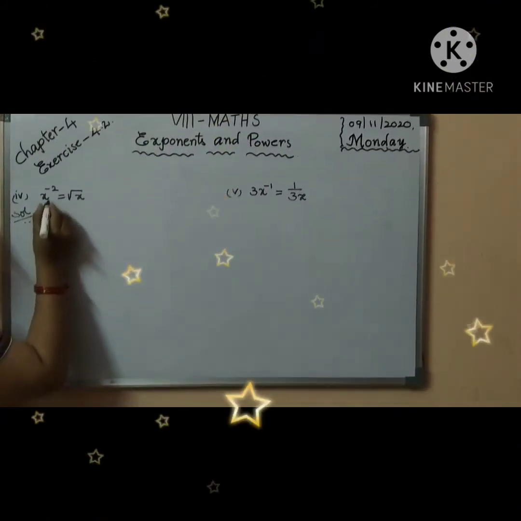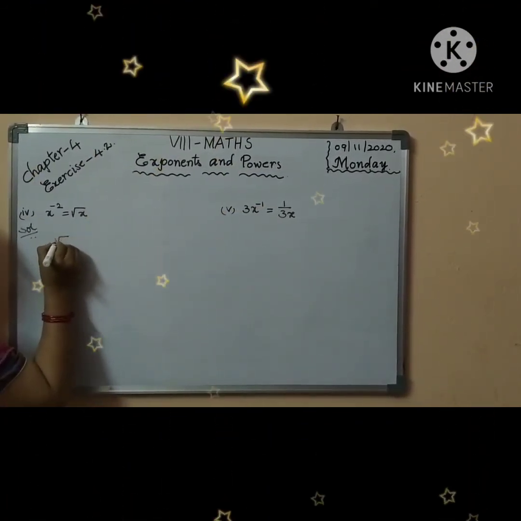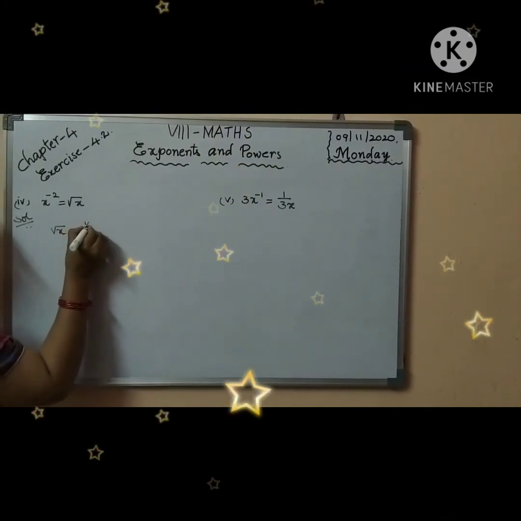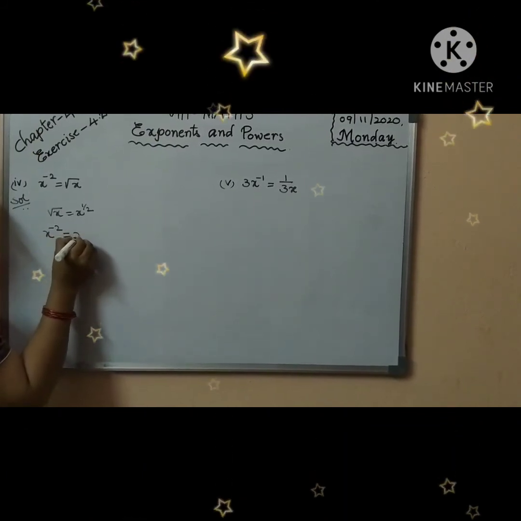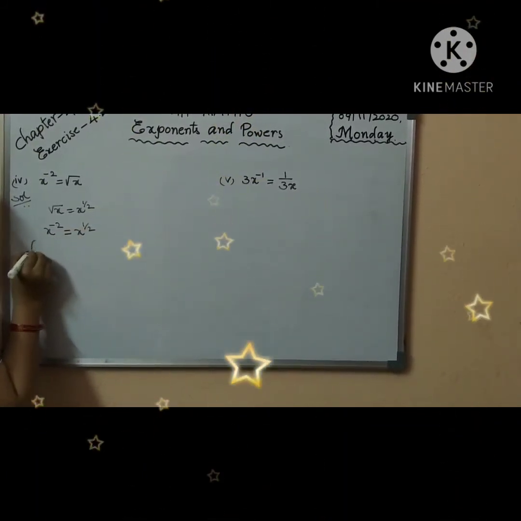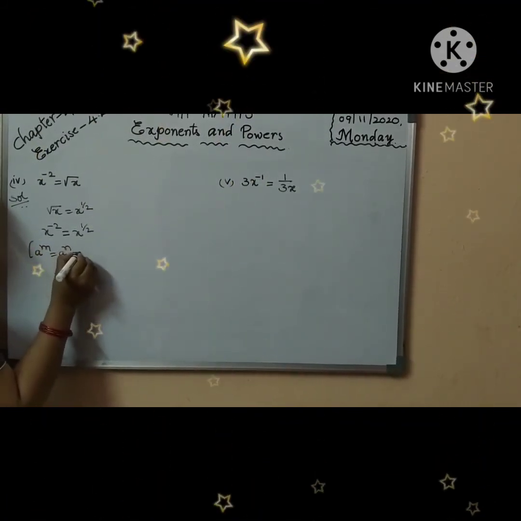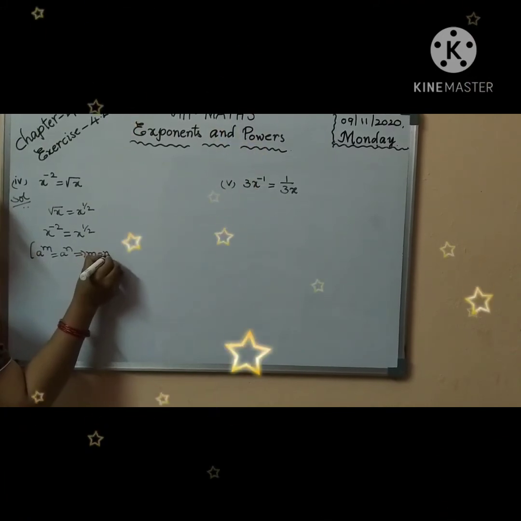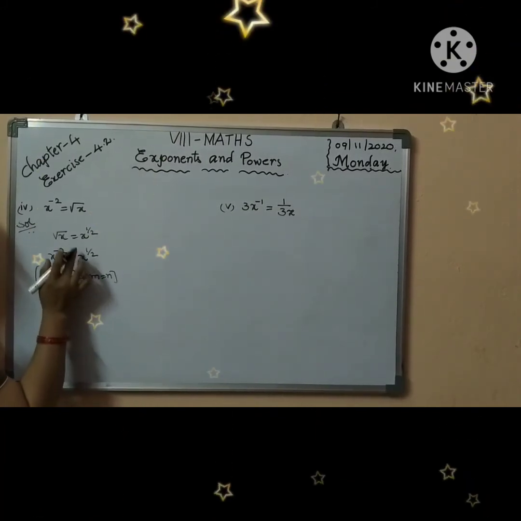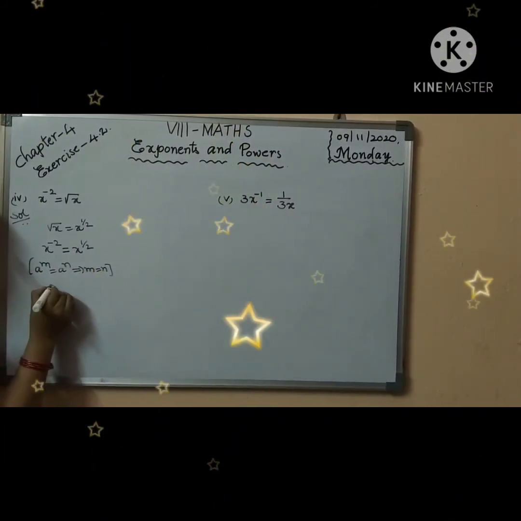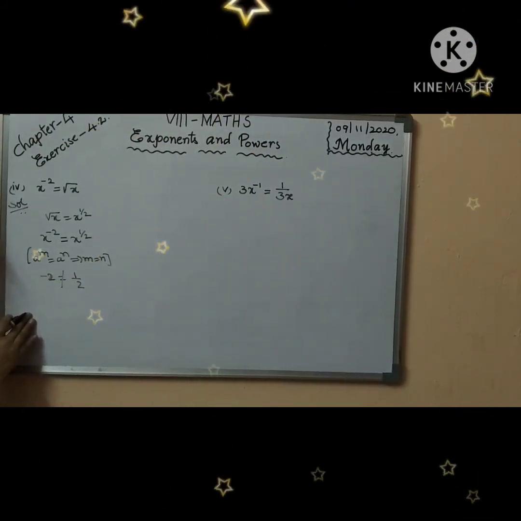Fourth problem: x power minus 2 equals root x. The value of root x equals x power 1 by 2. Substituting in the equation, x power minus 2 equals x power 1 by 2. Comparing with the laws of exponents, a power m equals a power n such that m equals n. Bases are equal, then exponents are equal. So minus 2 equals 1 by 2? It is not equal. So we do not agree with Rakesh.